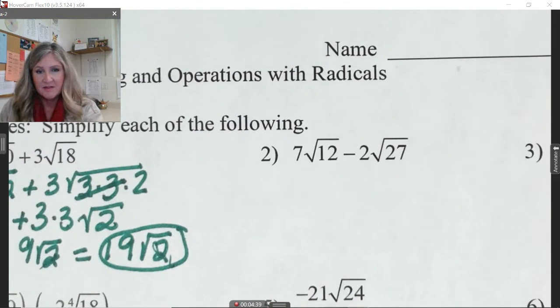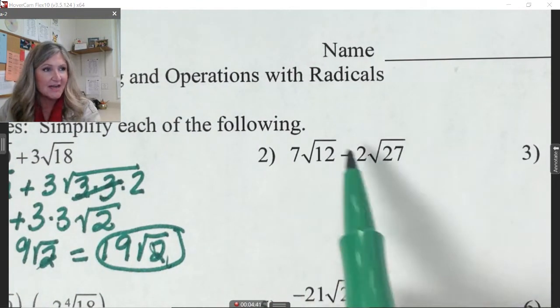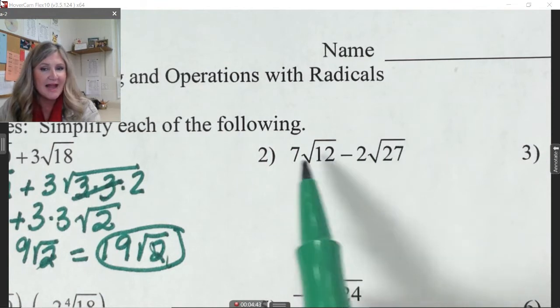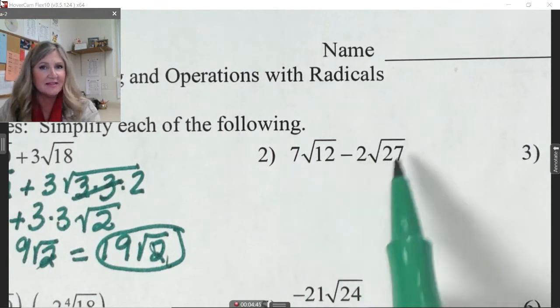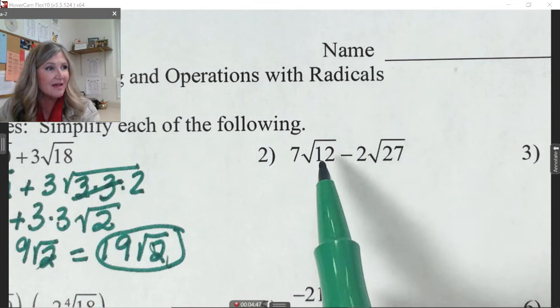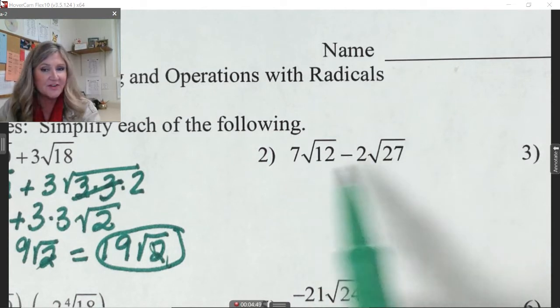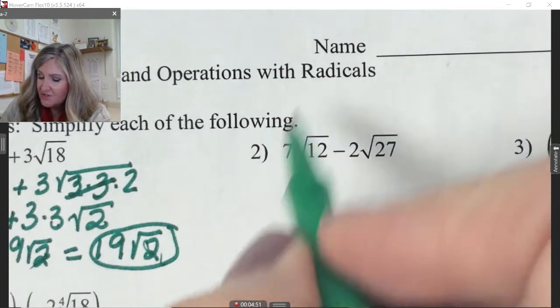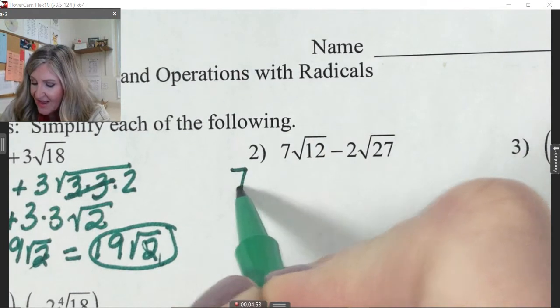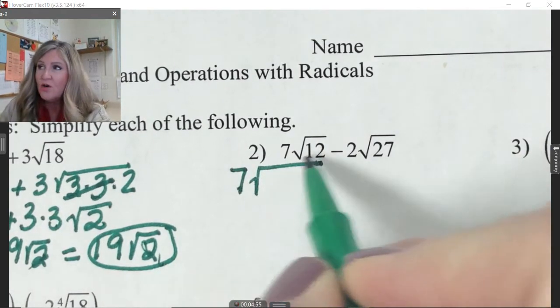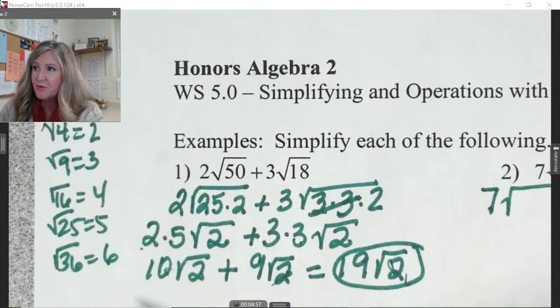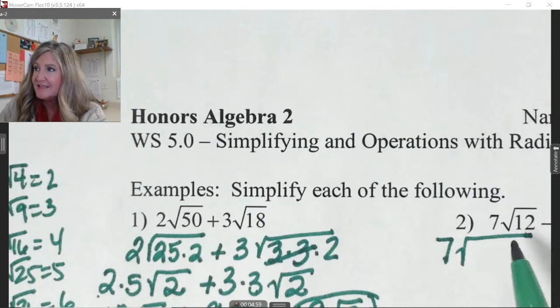All right, let's go to number 2. Subtracting. Same rule as adding. I cannot subtract these at this time because they are not like radicals. I have different numbers under there. So I can either use the prime factorization method, or I can look for the largest perfect square that divides evenly into this number.